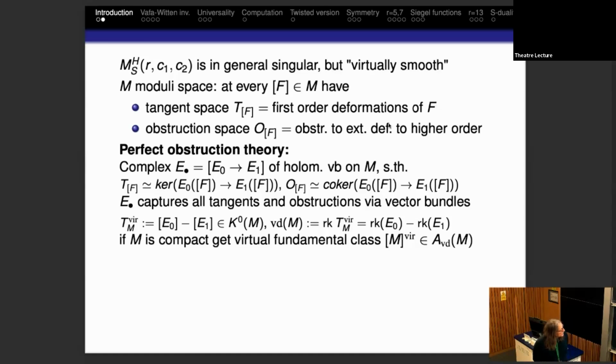And if M is compact, then by a big theorem by Behrend-Fantechi and Li-Tian, we get a virtual fundamental class on the moduli space, which lies either in the Chow group corresponding to the virtual dimension of the moduli space or in the corresponding homology group.